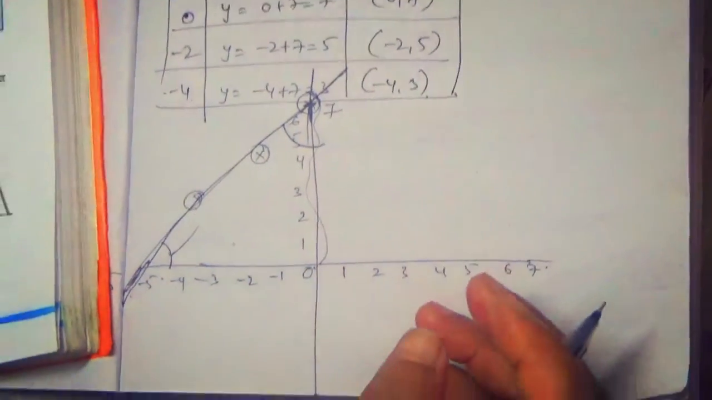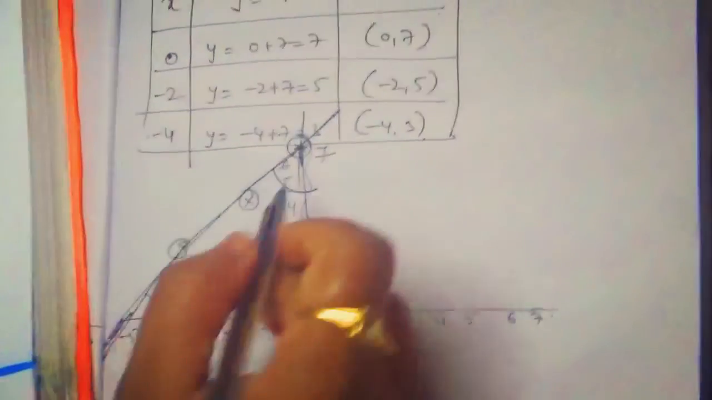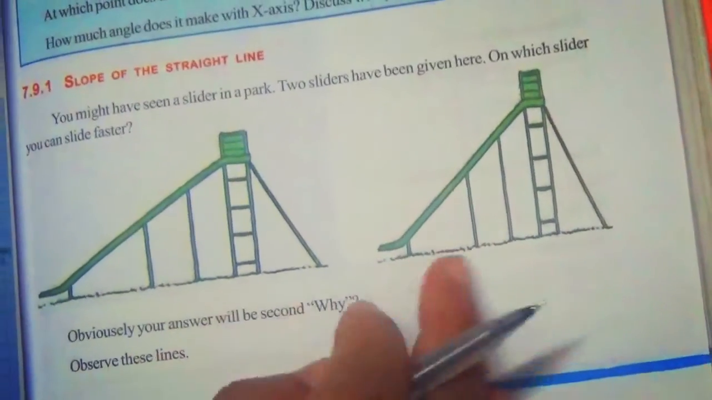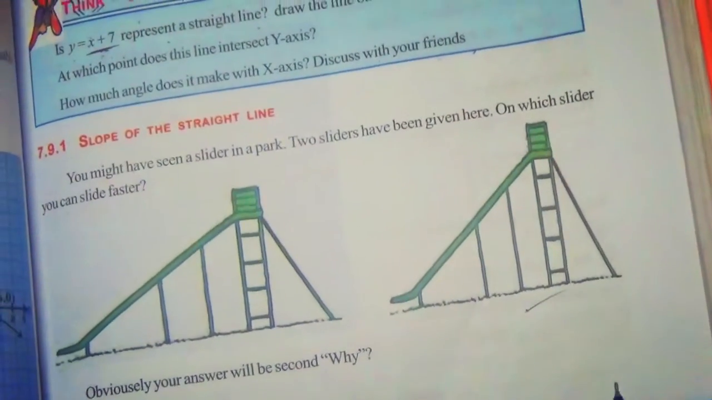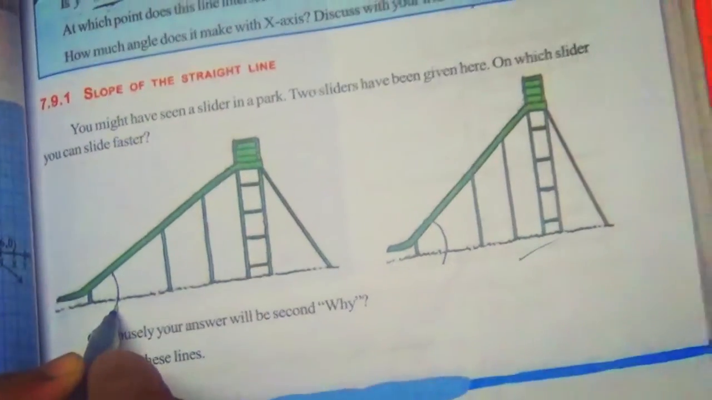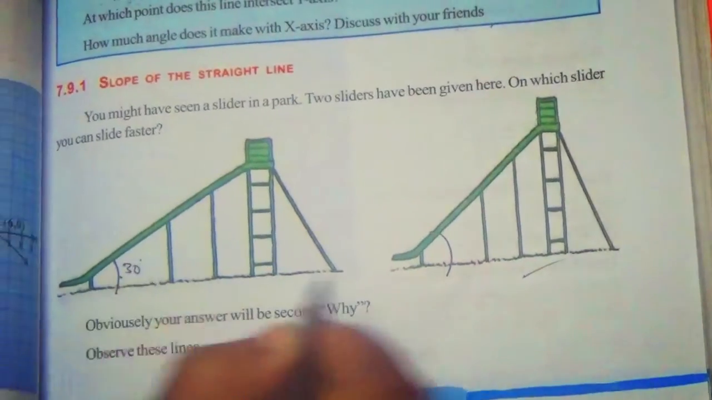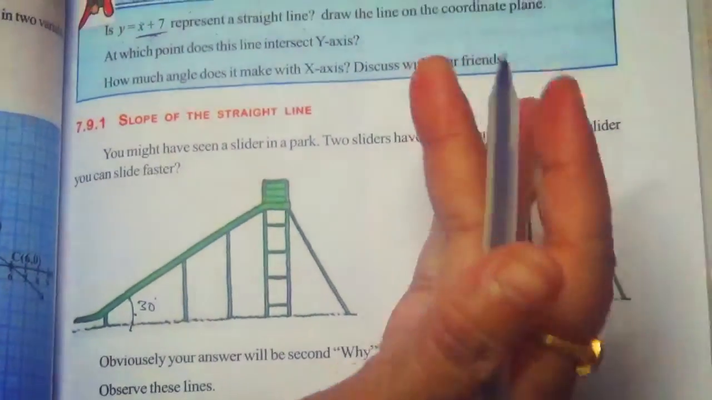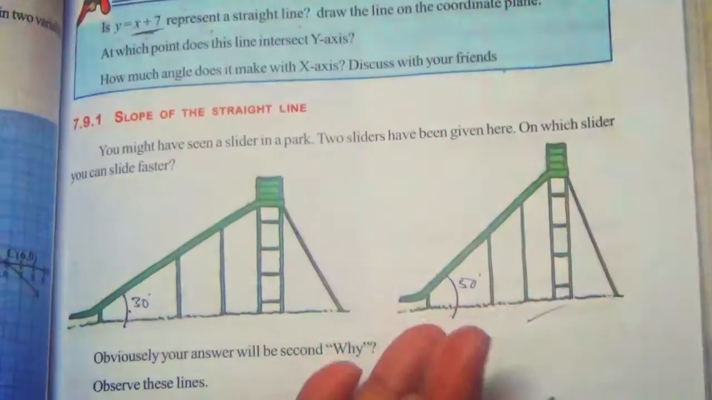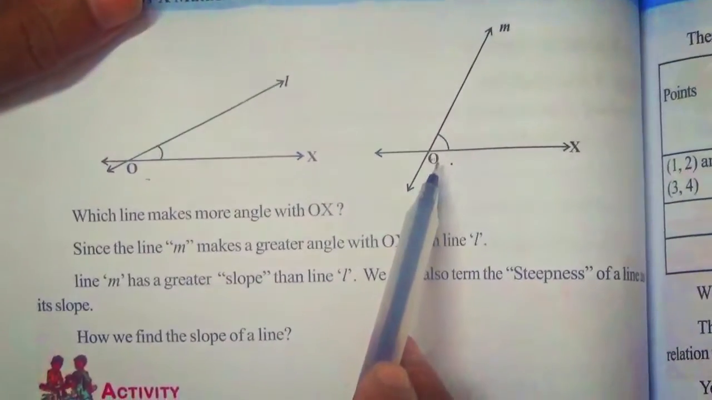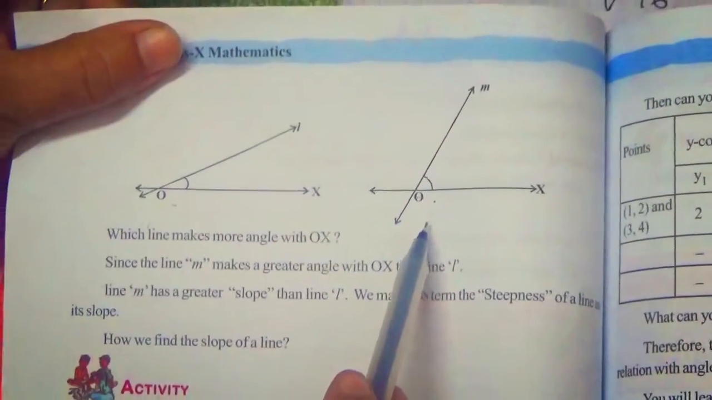Do this activity on your own, to find out the slope. Slope means, many times in the past we observed slides. On which slide will you fall faster? Obviously the second. Why? Because here the angle is very low and here the angle is very high. Approximately the angle is 30 degrees here, and here it is almost 50 degrees or above. If the angle of the slide is very high, then we will fall faster. Look at the angles of these slides. For this we call it the slope.